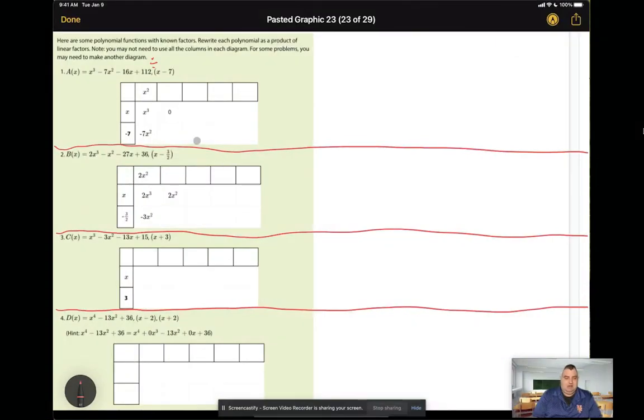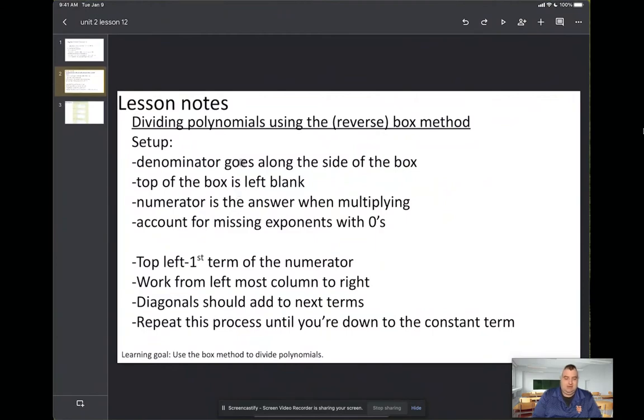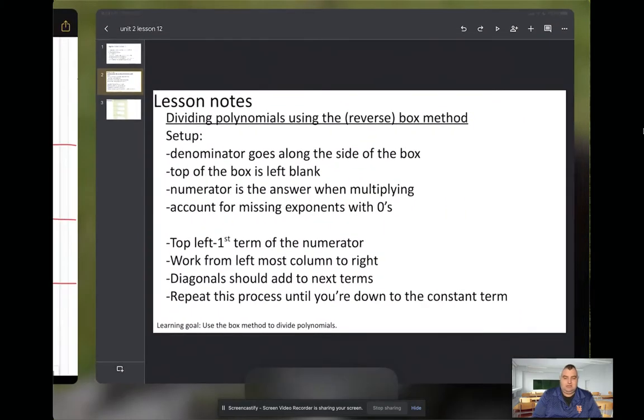And you can see we already did part of the setup here. If we go back to the lesson notes, again, the denominator goes along the side of the box.